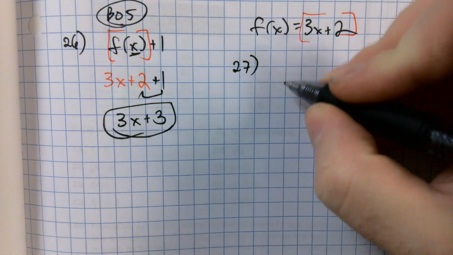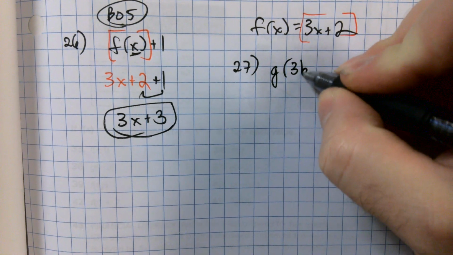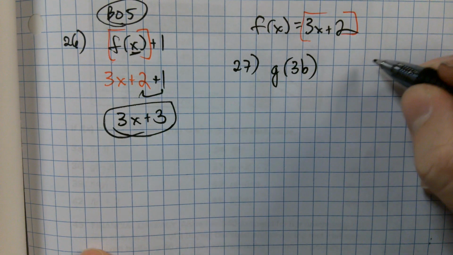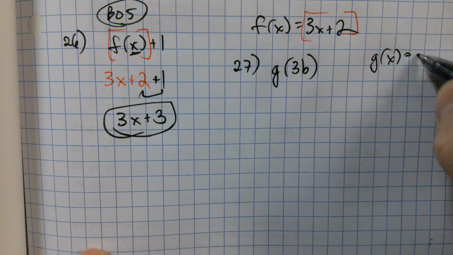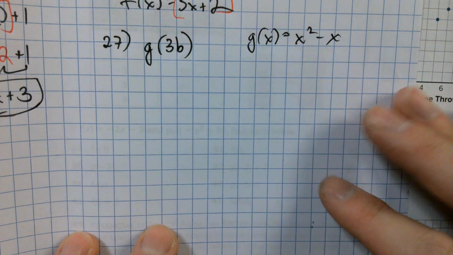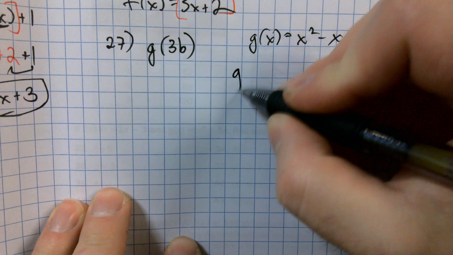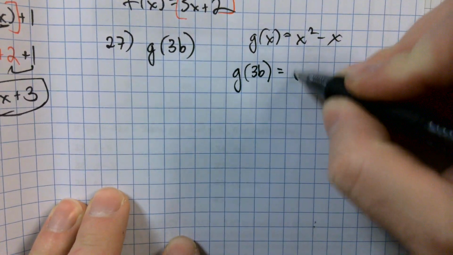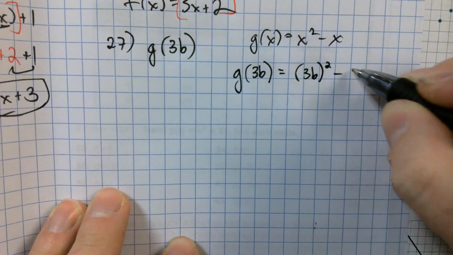27, just for fun, was not something you had to do. If I have g of 3b, and g of x is x squared minus x. Again, we didn't have to write this one if you're confused. That was complicated. Plug in 3b. So I got 3b squared minus 3b.